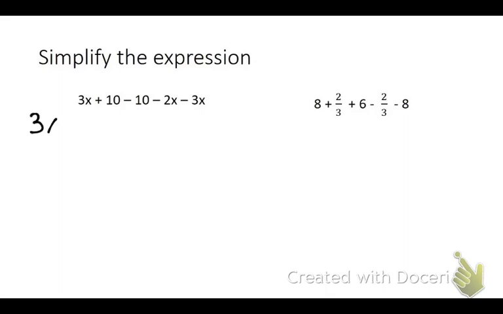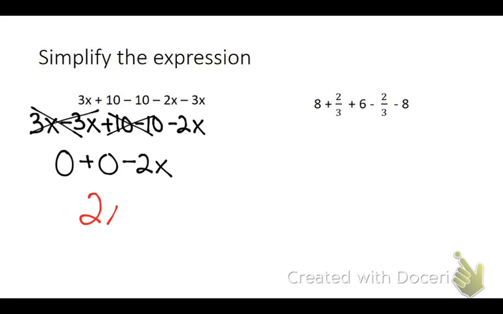So we have 3x. What would I want to put behind the 3x? Negative 3x, right? 3x minus 3x. Then I have a 10. What would I want to put behind the 10? The negative 10. And then the negative 2x. Now see what happens. 3x minus 3x cancels. 10 minus 10 cancels. My answer is negative 2x.